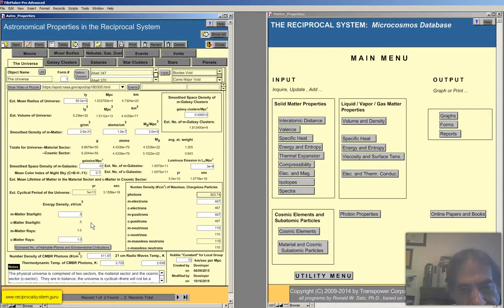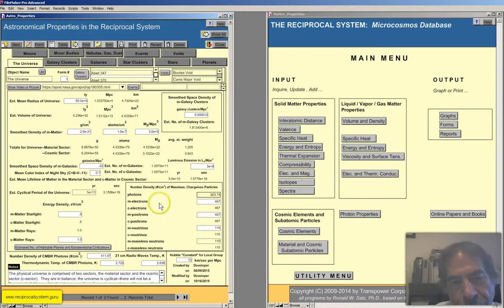Now let's look at the number density of massless chargeless particles. This is the number per cubic centimeter. So we know that for photons it's 823.74. I'm going to skip down here to neutrinos. We know that this is measured here, 110. So by symmetry, the cosmic neutrinos would be 110 as well. The rest of these have been interpolated. The massless neutrons, material and cosmic, should be the same as material and cosmic neutrinos.